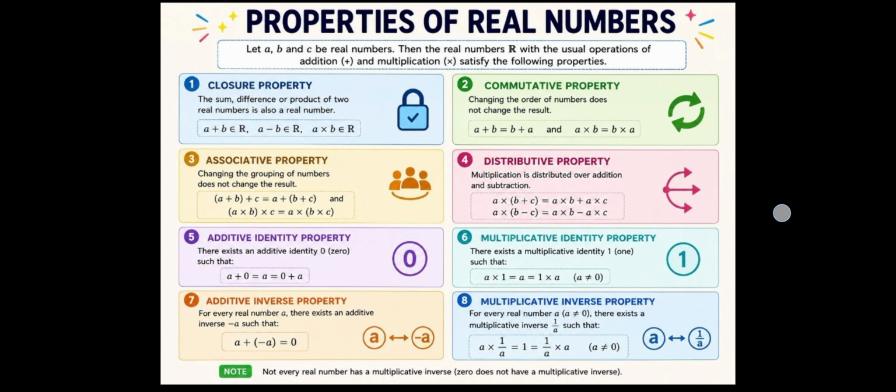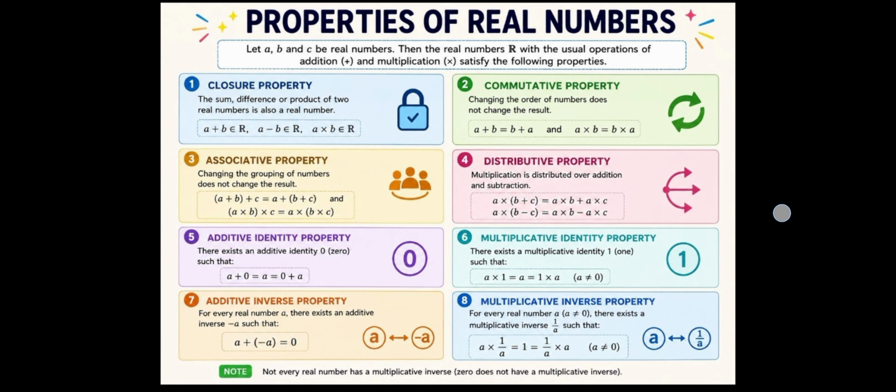Now the multiplicative identity. What is multiplicative identity? Whenever we multiply 1 with any real number, we get the same real number. So a multiplied by 1 is equal to a, or 1 multiplied by a is equal to a. So it means that the additive identity is 0 and the multiplicative identity is 1.